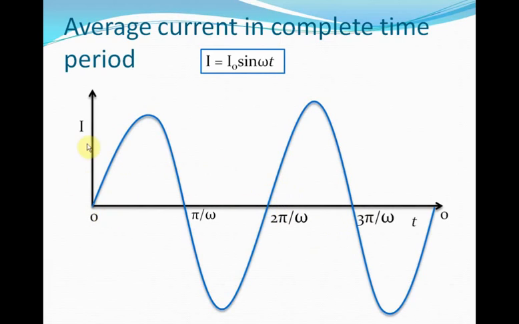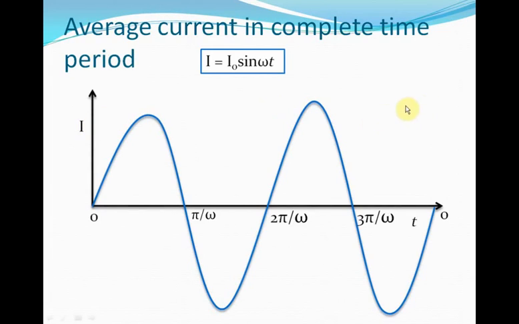So from 0 to 2 pi by omega, the current completes one cycle. Then the same cycle keeps repeating again and again. So let's calculate the average current from time equal to 0 to t equal to 2 pi by omega, isn't it? Because that will be the average current in one cycle, and the average current in one cycle will be the average current throughout time, because the same cycle keeps repeating again and again.